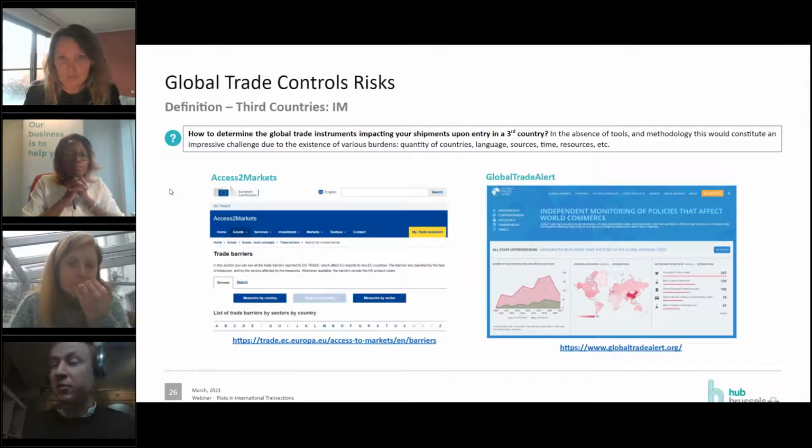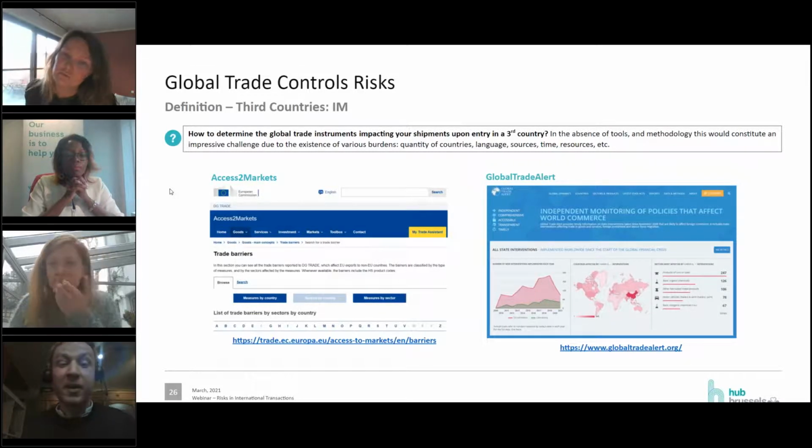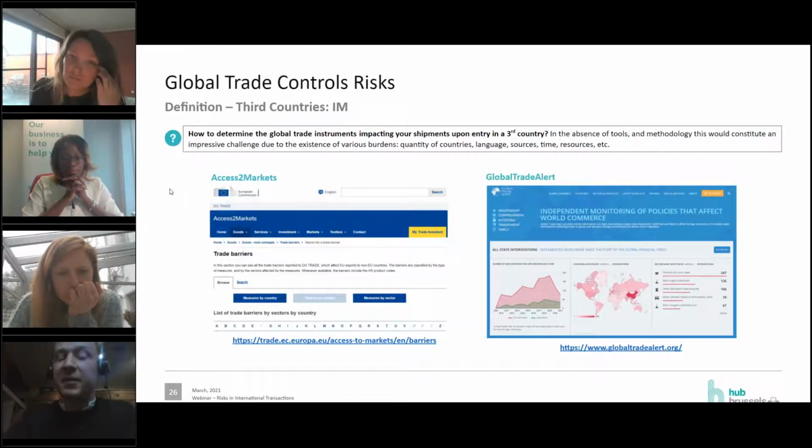If I may, this is totally free indeed, and you can also download reports from it in order to see whether and to flag all the types of controls applying to your products upon entry in a certain country.